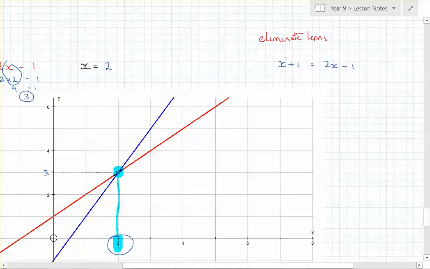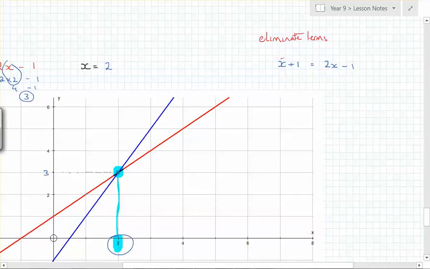We've got an x. How do I make that nothing, mathematically? Minus what? Minus x.